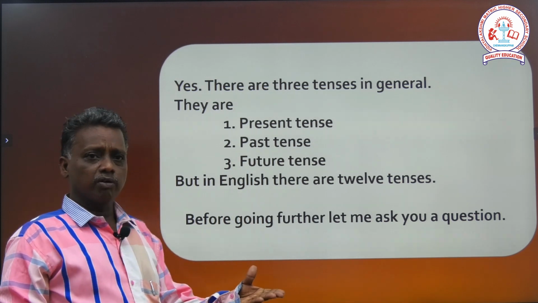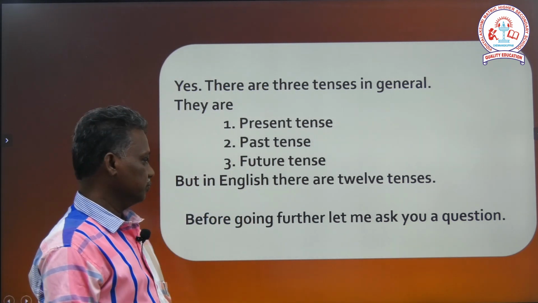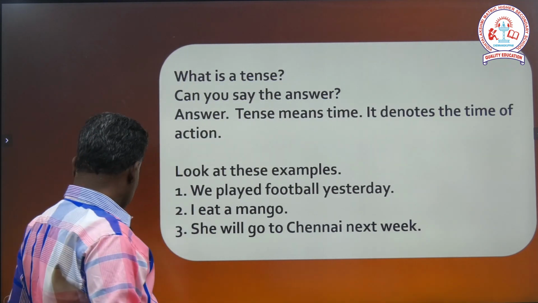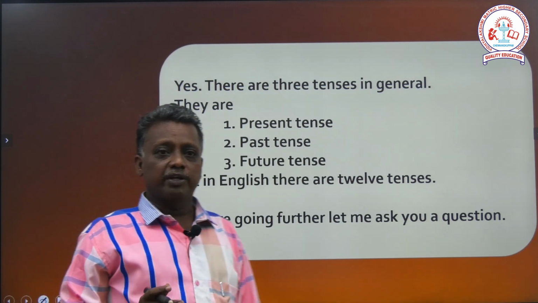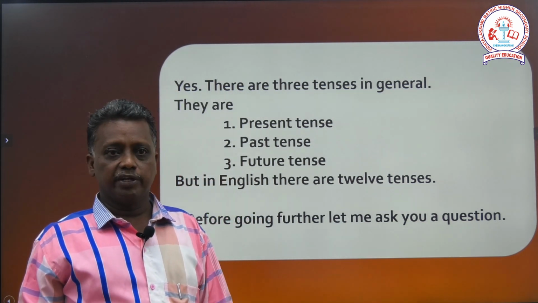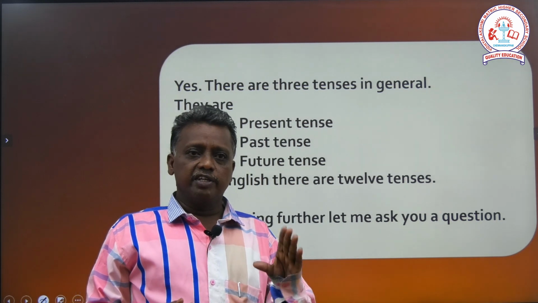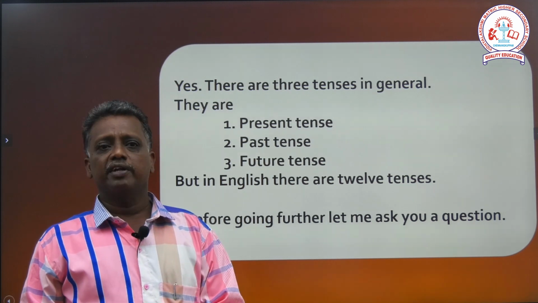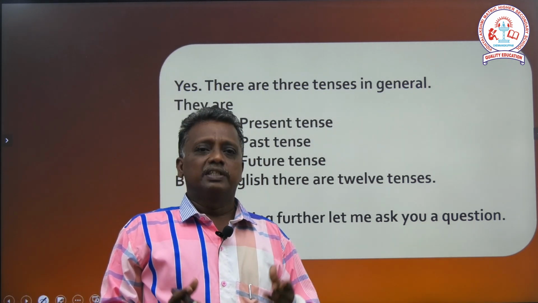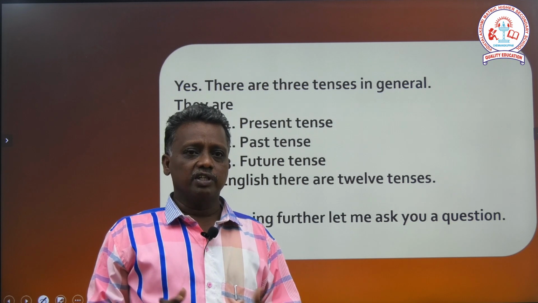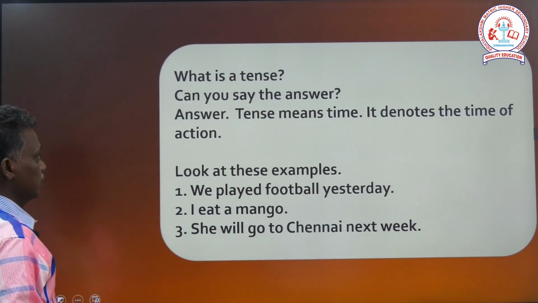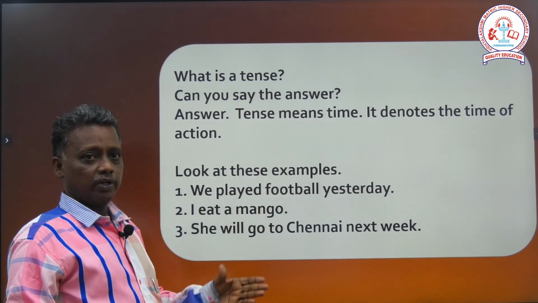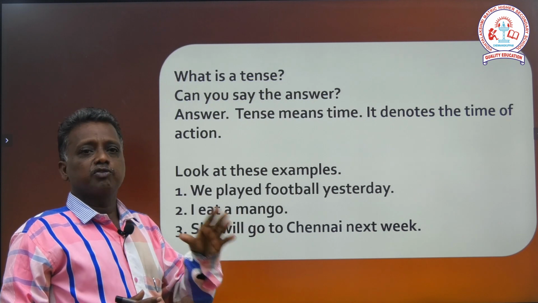Okay. Before continuing, let me ask you a question. What is a tense? Can you guess the answer? Because in daily writing and speaking, we are using sentences, and it is in a tense. We use appropriate tense for writing and speaking. What is the meaning of tense? Tense is nothing but denoting the time. Time is equal to the tense. Tense means time. It denotes the time of action. Because we use a lot of verbs, it shows the action.